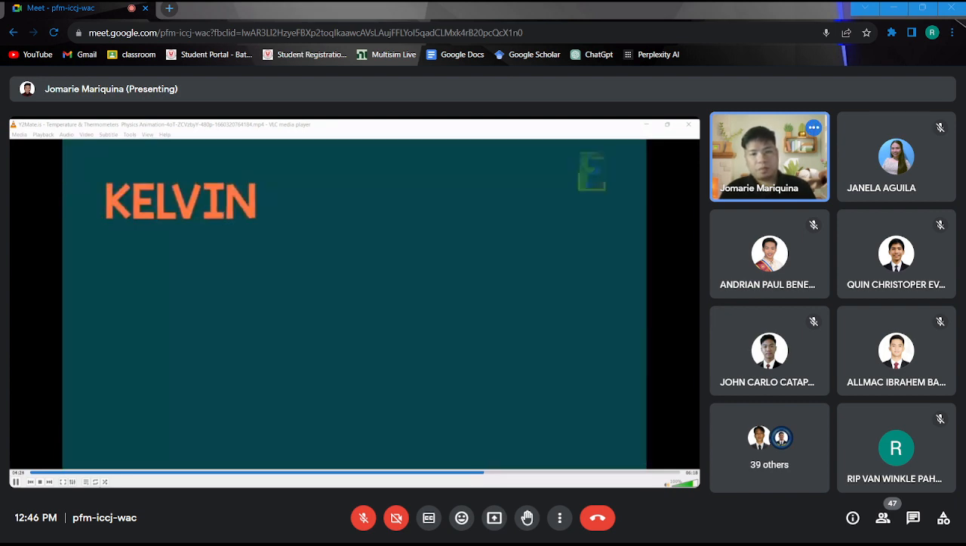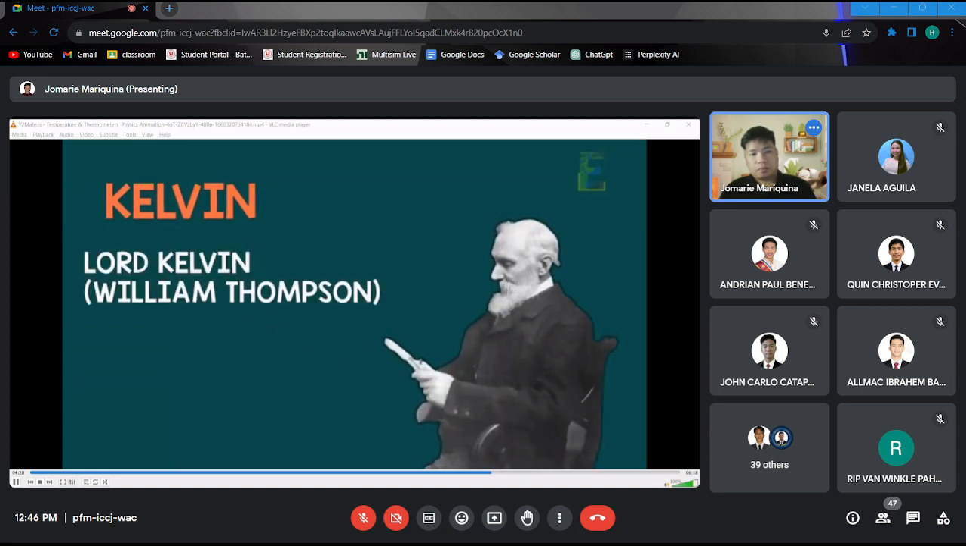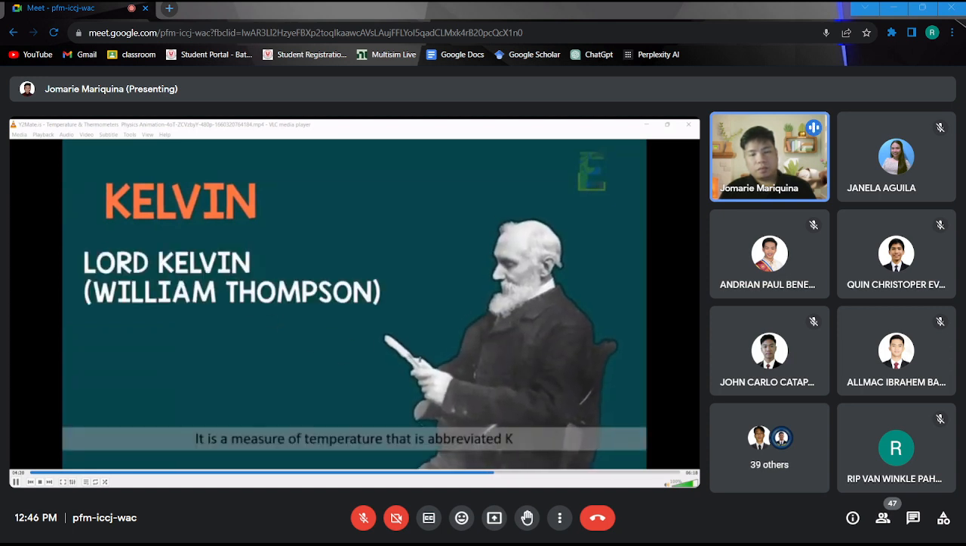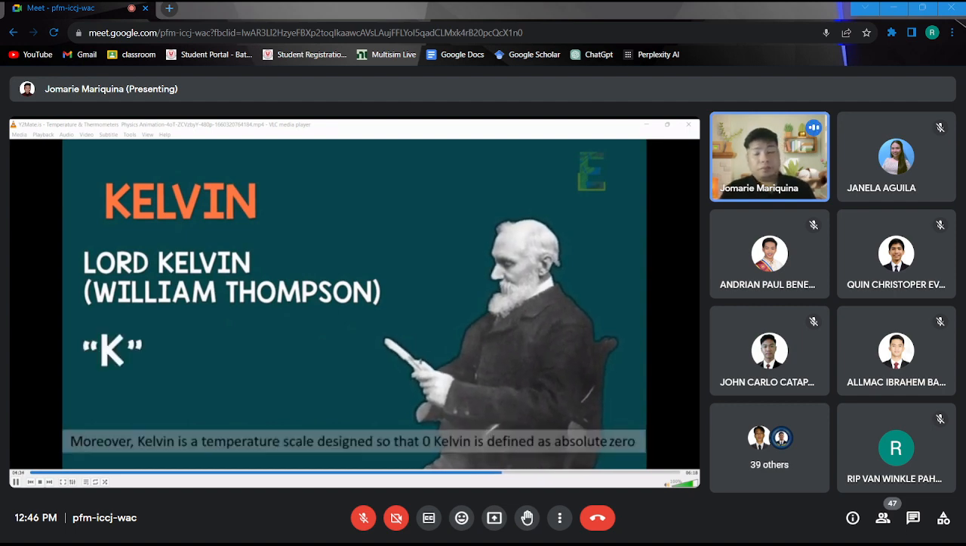Kelvin. This was designed by Lord Kelvin William Thomson. It is a measure of temperature that is abbreviated with the letter K. Moreover, Kelvin is a temperature scale designed so that 0 Kelvin is defined as absolute zero, and the size of one unit is the same as the size of 1 degree Celsius.